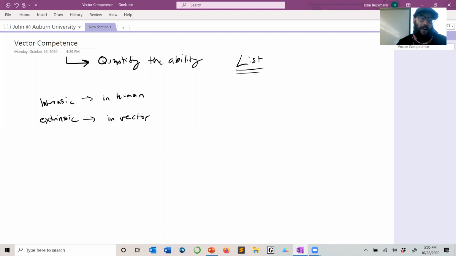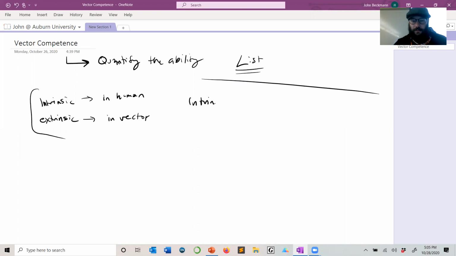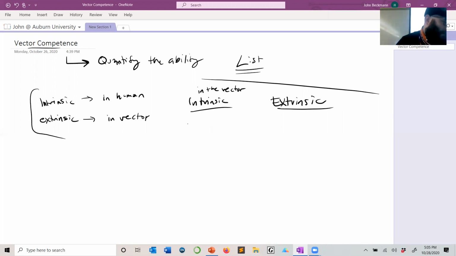This is all review. Now, I'm going to use these words in a completely different context today. I'm going to develop a list of intrinsic variables that are going to contribute to vector competence, and by that I mean things in the vector. And then I'm going to make a list of extrinsic things. These would be outside the vector, like environmental factors, things that are not in the vector. So intrinsic and extrinsic in respect to variables that change vector competence. So just briefly know I'm changing the context of these words, and we don't mean what we meant before, we mean something different.